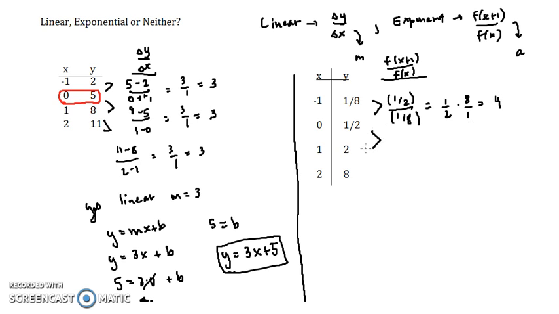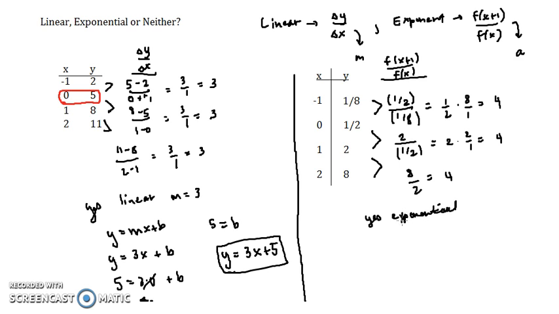Okay, moving on to the next one. Y over the y that came before it, we've got 2 over 1/2. Again, if you put this in your calculator, do not forget the parentheses. Or you can change it to multiplying by the reciprocal, and we get 4 again, so this looks promising. And then the last one, we do y over the y that came before it, 8 over 2, and of course that's also equal to 4. So we tested for exponential, and they all matched, and so we're in good shape. We know that this is exponential.